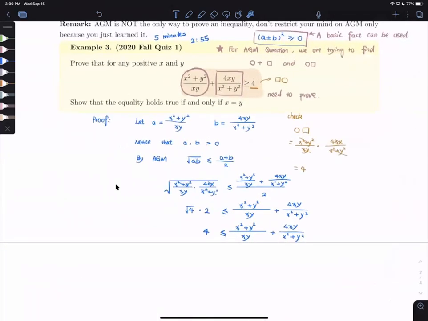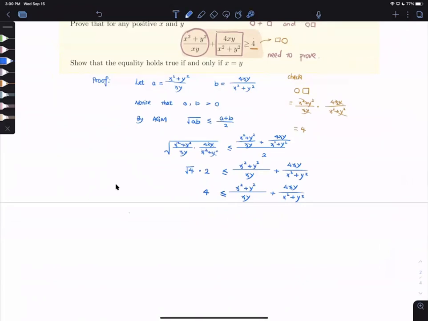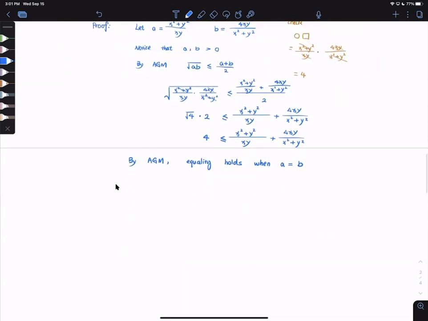So by AGM, we know that equality holds when A equals B, right? Equality holds when A equals B. And then if and only if. Let's write that down: if and only if. Okay, that's quite important.